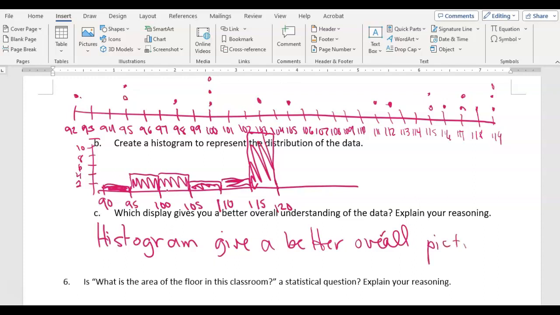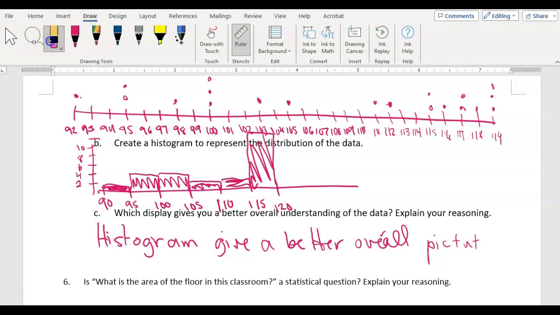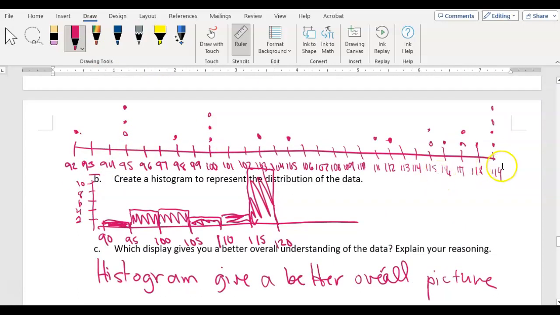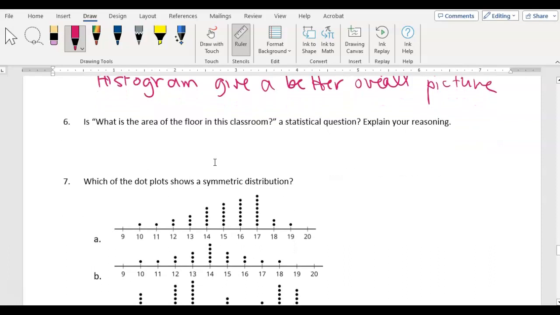picture and helps us to see that this data is skewed to the left a little bit because less of our data is on that side. So, let's see. Better overall picture. Again, this data is spread out from 92 all the way to 114, and so that dot plot isn't the best representation of the data to use in this case.